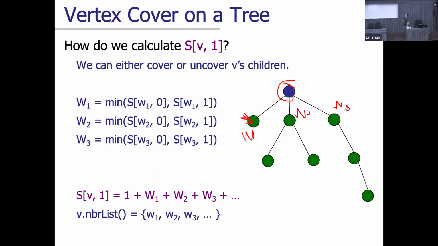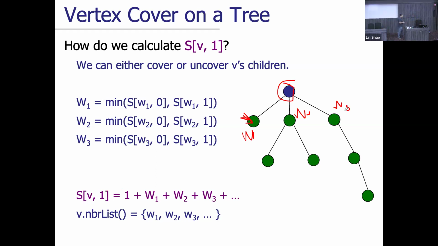Then the whole result of S V 1 is composed as follows: we add 1 on top, because the node V is already covered, and then we take the summation over W1, W2, W3, which are the neighbors of node V. This finishes how we are going to calculate S V 0 and then S V 1.